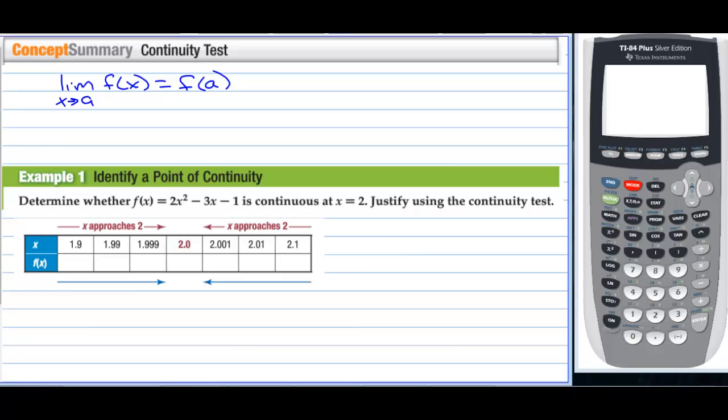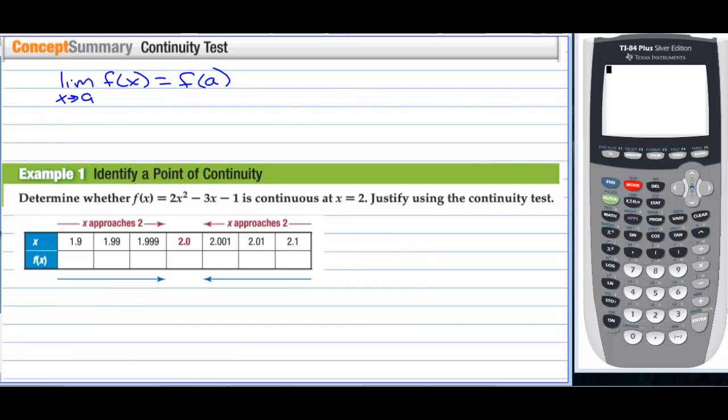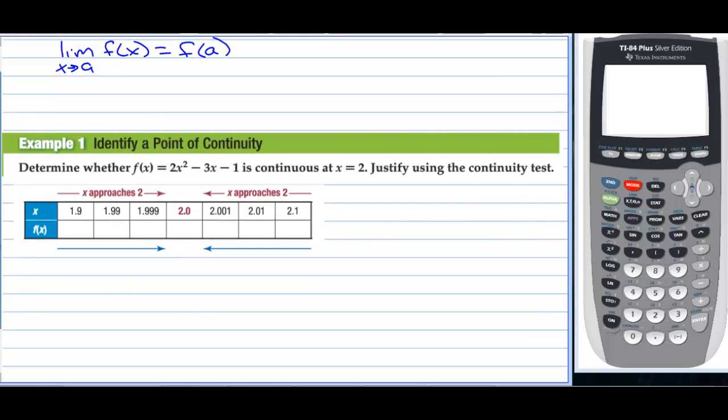What if we didn't have a graph? We're going to use the continuity test to decide whether it's continuous there. Determine whether that function is continuous at x equals 2. Justify using the continuity test. This represents approaching 2 from the right. This represents approaching 2 from the left. And we're going to use our calculator to fill in these values.